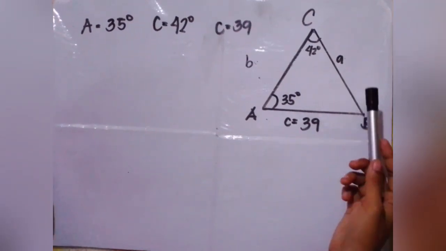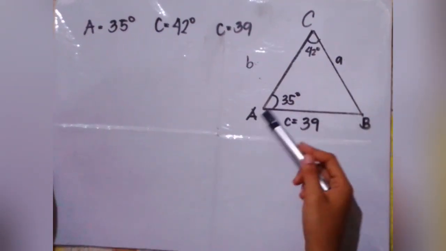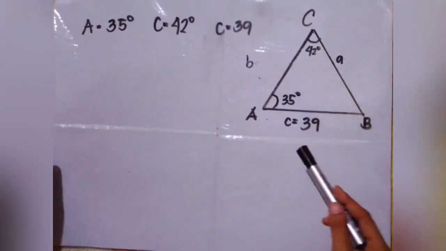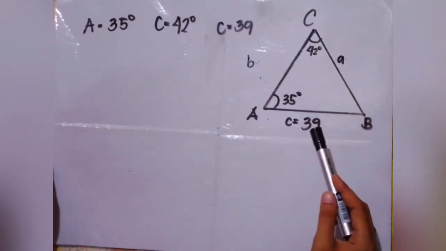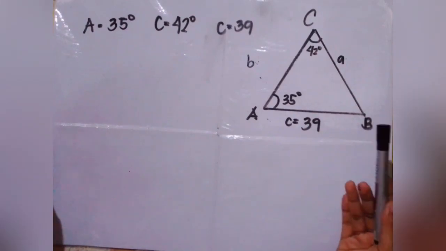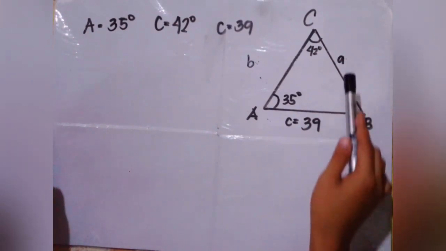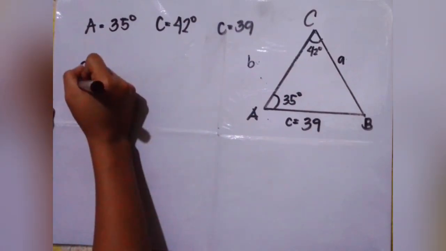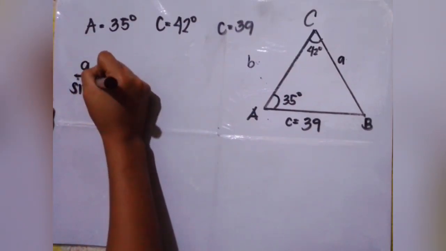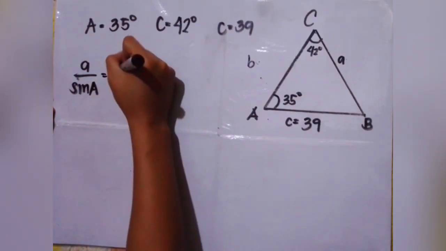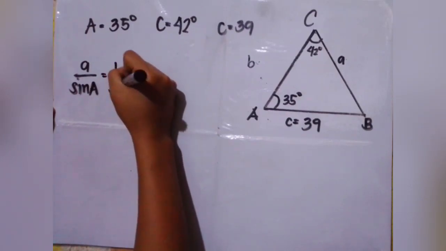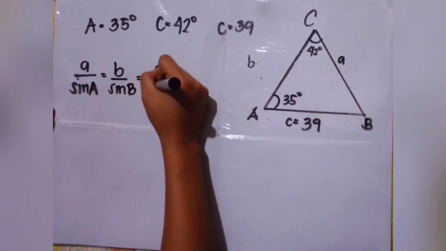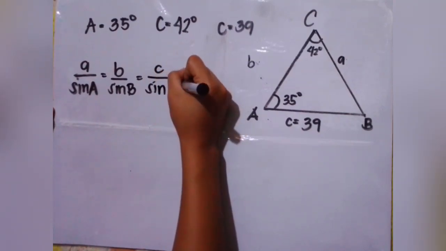So here is the illustration of the given problem. Angle A is equal to 35 degrees, angle C is equal to 42 degrees, and side C is equal to 39. We are going to find the angle B, the side A, and the side B. So this is the formula of the law of sines: A over sine A equals B over sine B equals C over sine C.